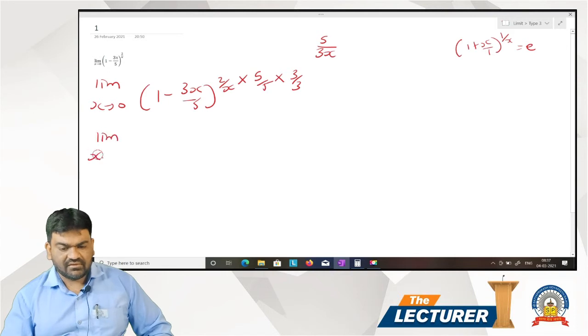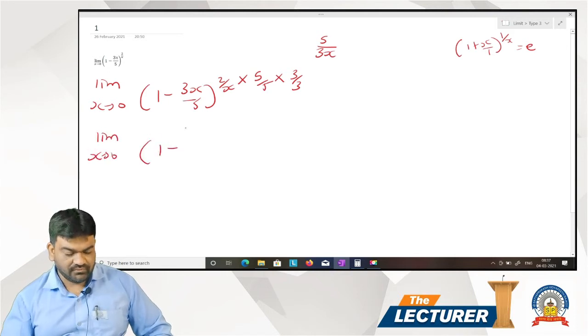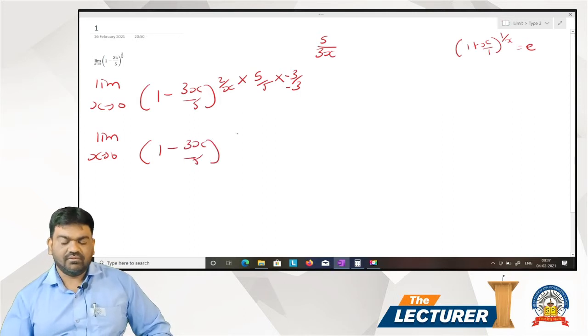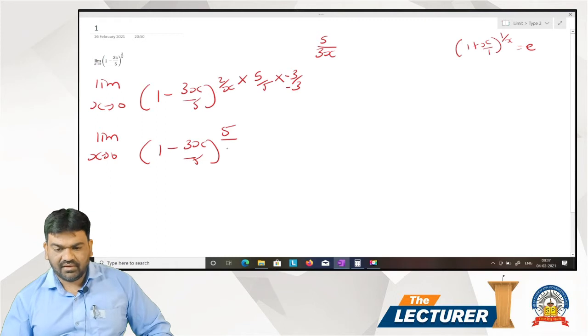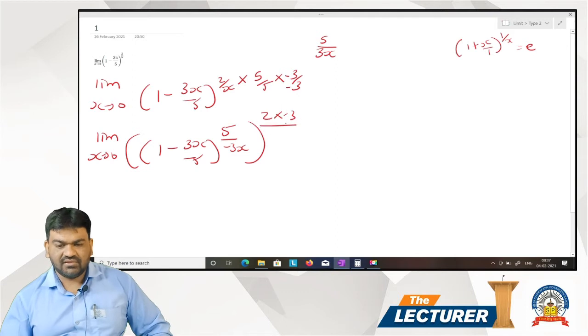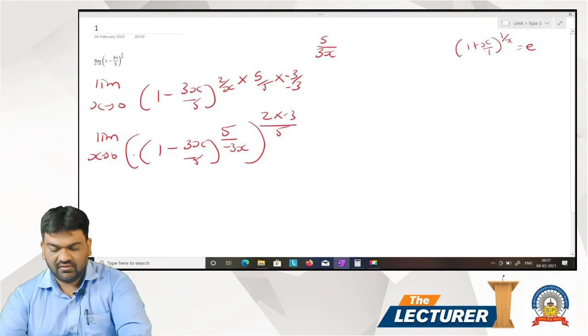So limit x tends to 0, 1 upon. Here 1 minus is required because in the middle minus is given. So minus 3 upon 3. Minus 3x upon 5. Now 5 upon minus 3x. Power of power becomes multiplication. So remaining 2 multiplied by minus 3, 5, because minus 3 and x is here.